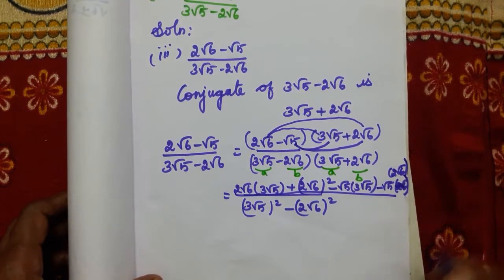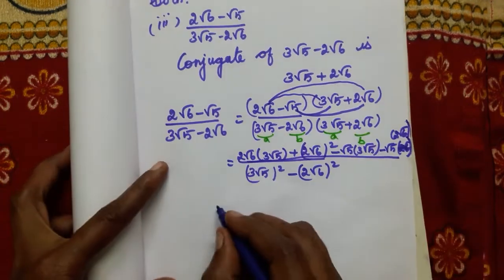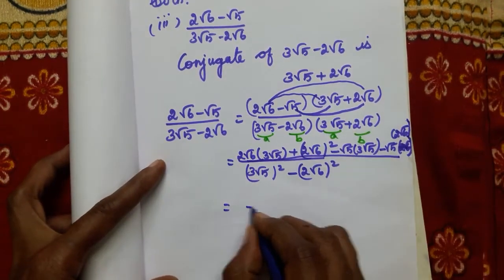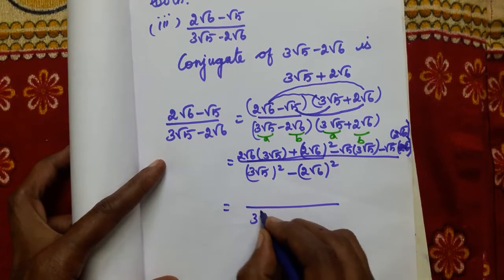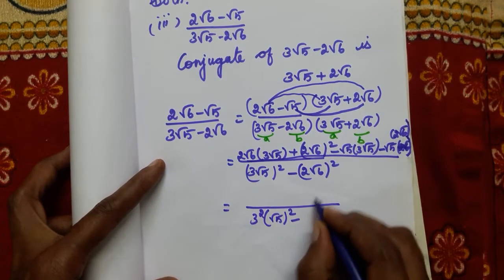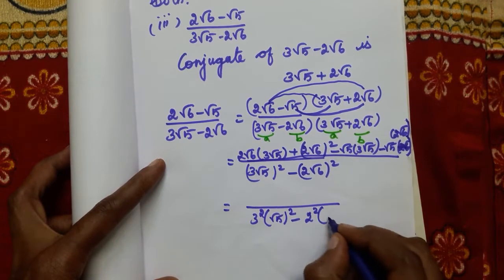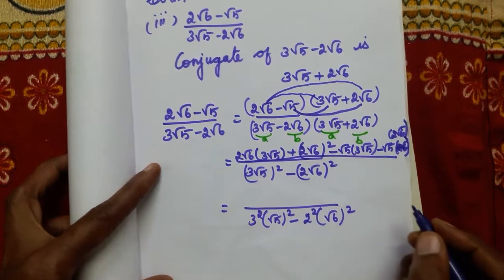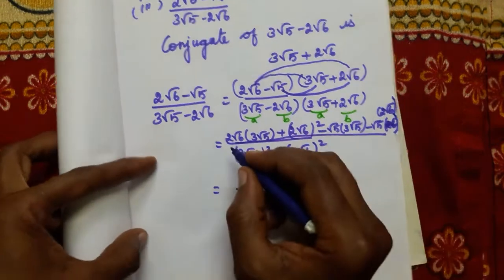So, what are we getting in the denominator? We can write 3 square into root 5 the whole square, minus 2 square into root 6 the whole square. Next, what are we getting in the numerator?